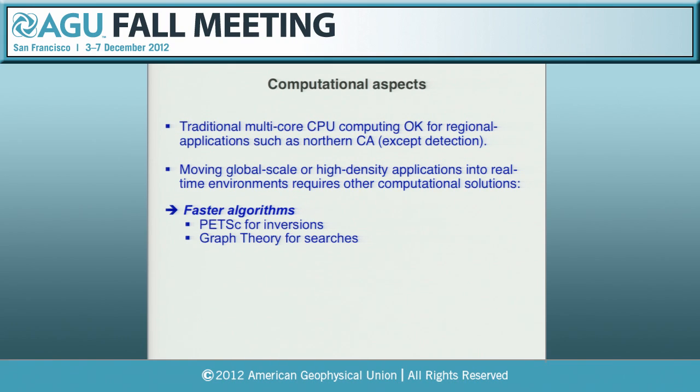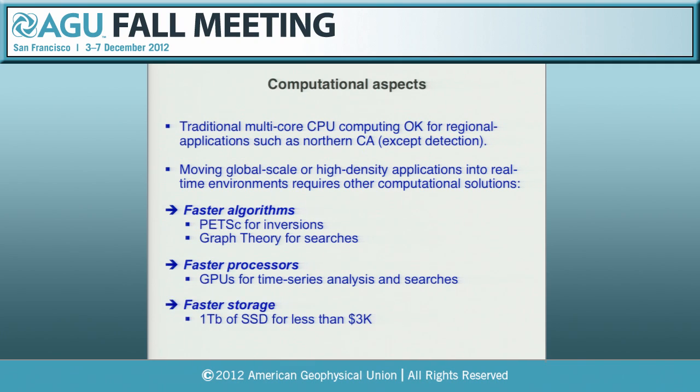There are a couple of them we can use. We're currently using PETSc for inversions. We use graph theoretical approaches for the searches in the network of delay time links. We're working with ISTI to get GPUs into the DDRT system. This is especially useful for time series analysis, and then the searches go much faster. And finally, a big drag on the performance is the I/O, reading and writing out seismograms. We currently do that on our RAID system, but if we move to solid-state drives, we can significantly increase the performance.